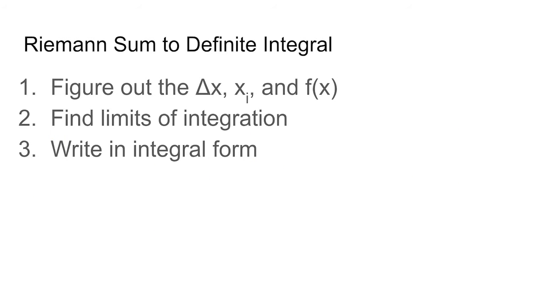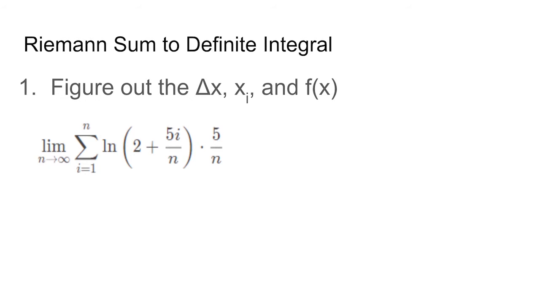Now we're going to do this process in reverse. We're going to go from a Riemann sum to a definite integral instead. So there are 3 steps to this process. First of all, we're going to figure out delta x, x sub i, and f of x like we did before. The second step, we're going to find the limits of integration. And then third step, we're going to write this in integral form.